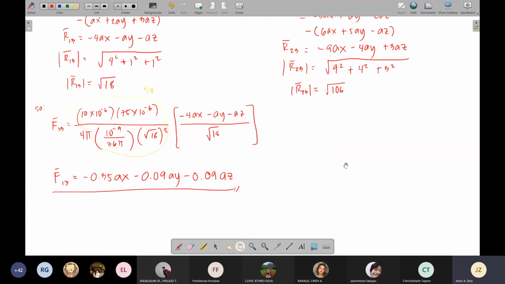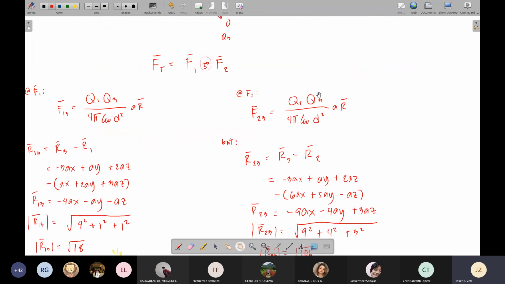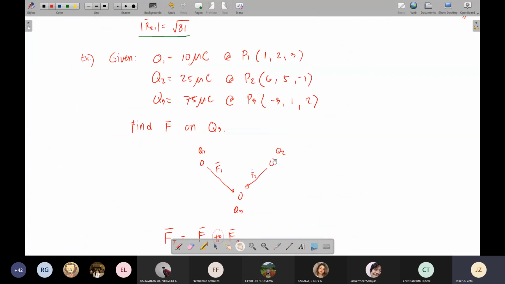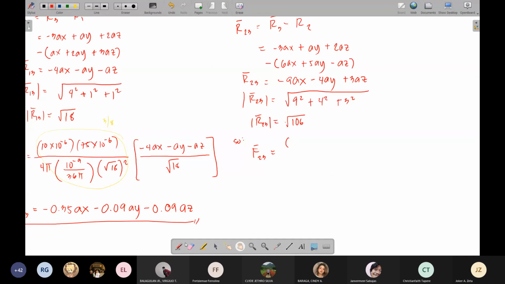Okay? Since we have this already, then same na po ani. So, the vector force for 2, 3 would be, okay, Q2, Q3. Q2 would be 25 micro. 25 times 10 to the negative 6 times Q3, 75 times 10 to the negative 6, divided by 4 pi, then 10 to the negative 9 over 36 pi.